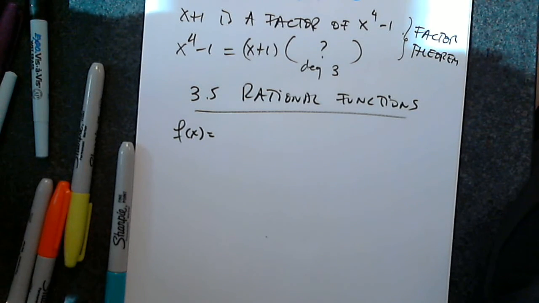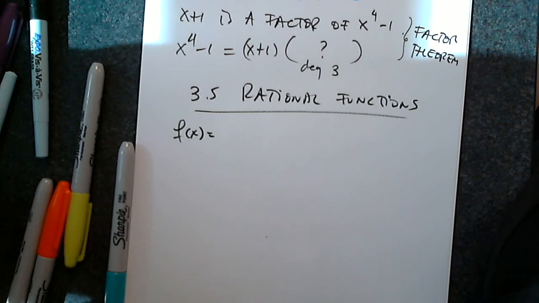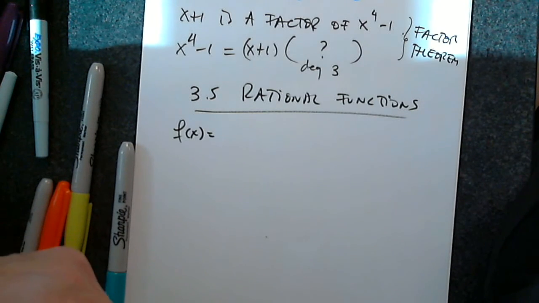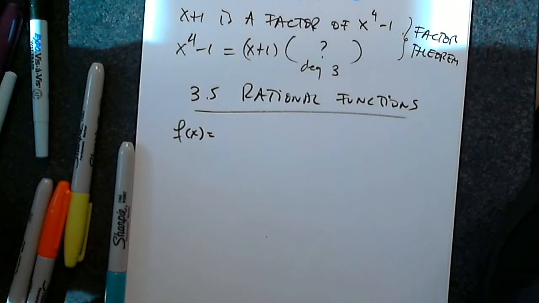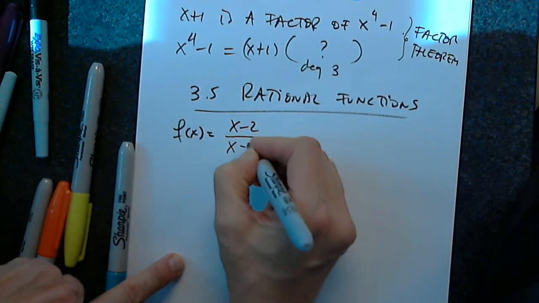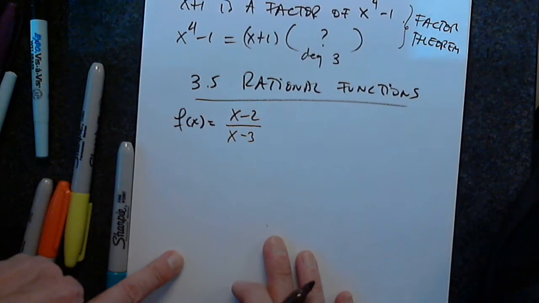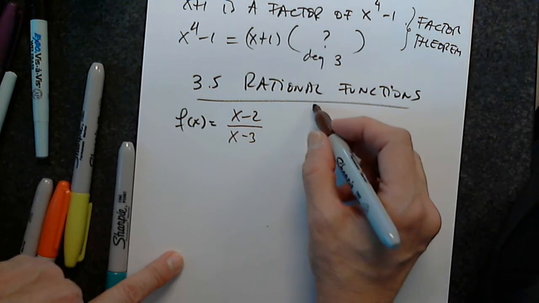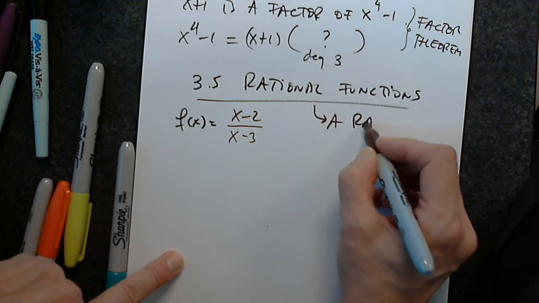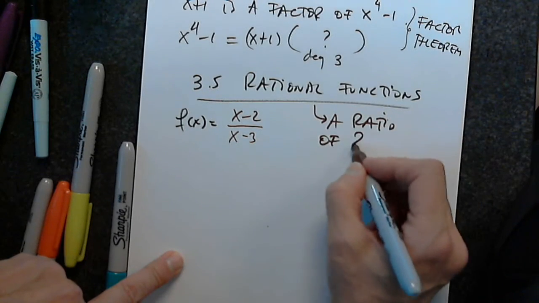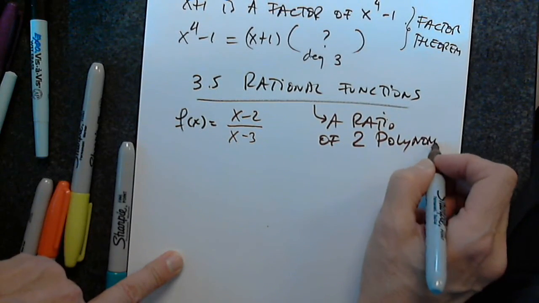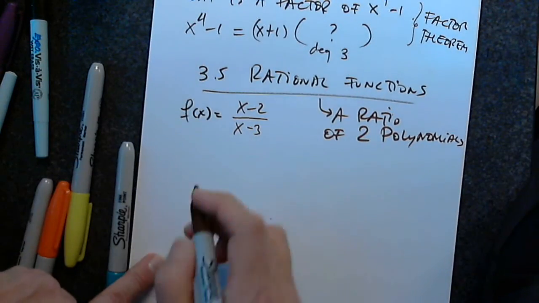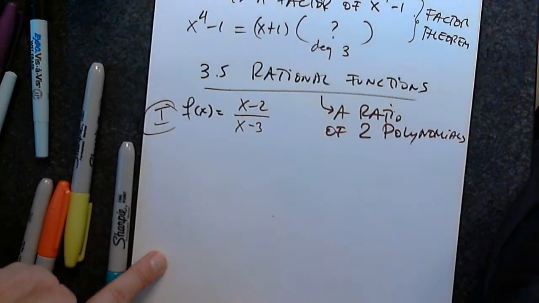We've seen them before. In equations. We solved many rational equations. Just give me an example of a rational function. Awesome. So a rational function is basically a ratio of 2 polynomials. And it happens that this is type 1 that we are going to talk about.